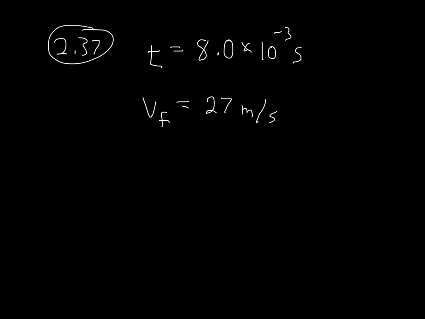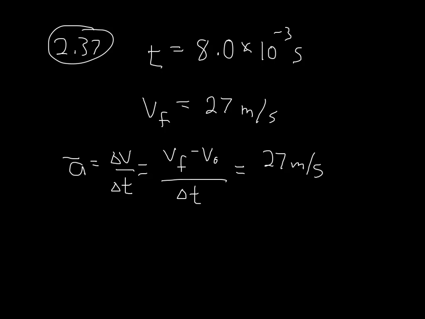What is the average acceleration of the ball while in contact with the foot? What's the definition of average acceleration? Change in V over change in T. So I have V final minus V initial over change in T. Let's see if I can plug things in. Do I know what V final is? What's V final? 27 meters per second. What's V initial? Do I know V initial? What is it? Why is it 0? Ball's stationary to start with. 0.